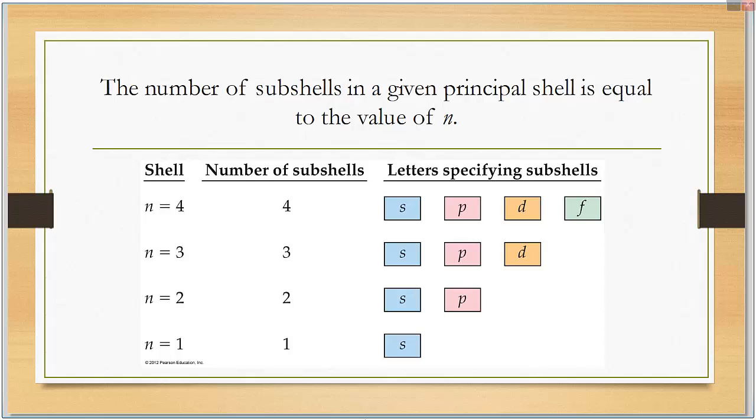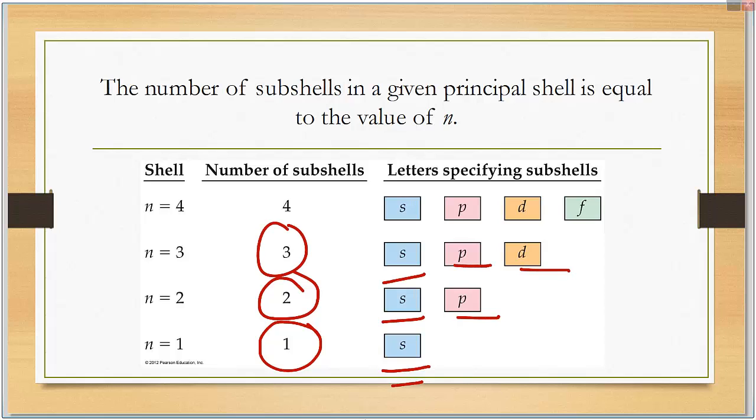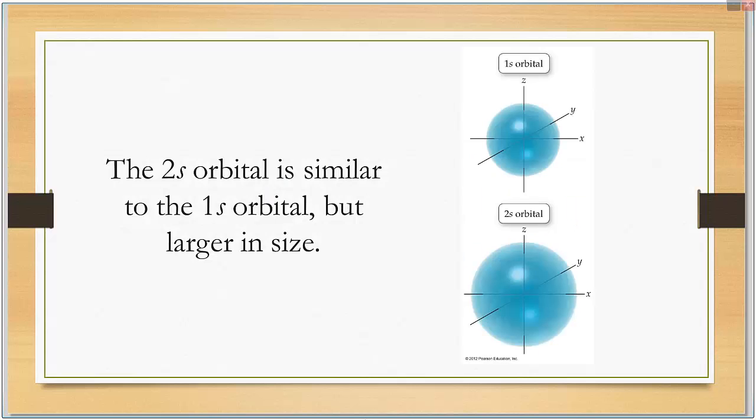The number of subshells in a given principal shell is equal to the value of n. So in other words, we have 1 here, so we have 1 subshell. We have 2, so we have S and P. We have 3, S, P, and D. We have 4, S, P, D, and F. The 2s orbital is similar to the 1s orbital, but notice that it's bigger, it's further away from the nucleus.